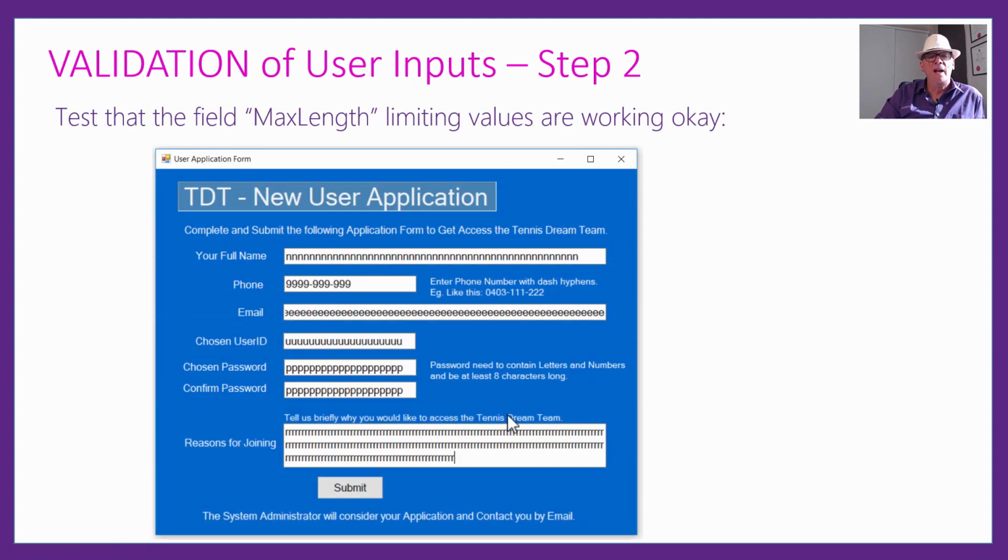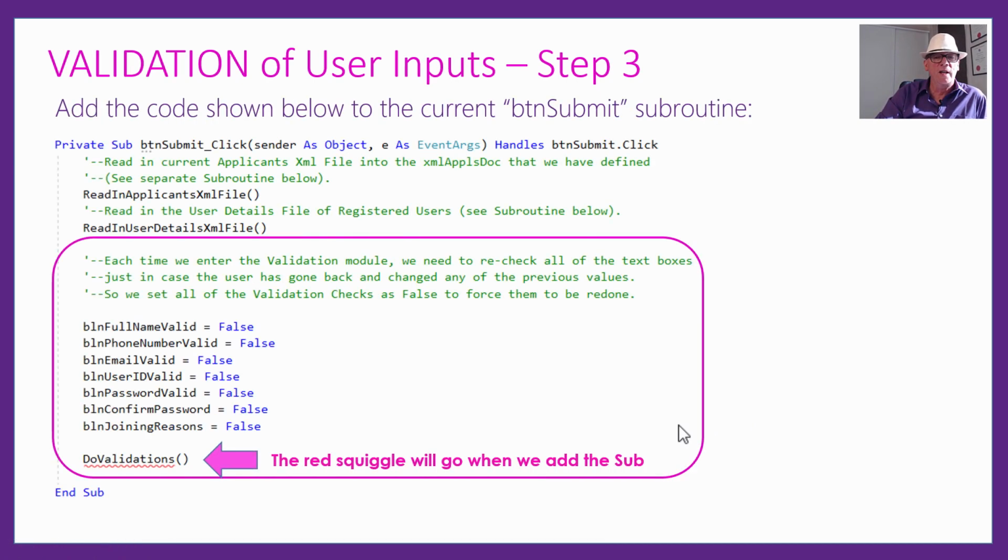Now, test out that the max length limiting values work. If we run the program and just type some letters, we should see that they can only go a certain distance in most of those boxes before they run out of letters. So that's good. We know that the limiting values are working okay in that form load process. Remember, we just code things and test them as we go.